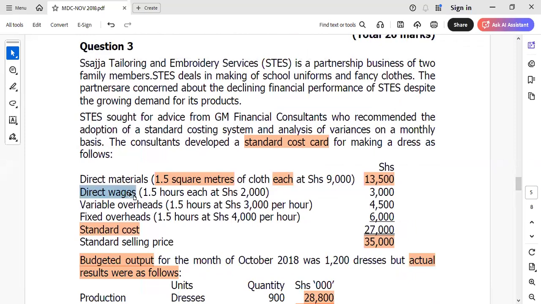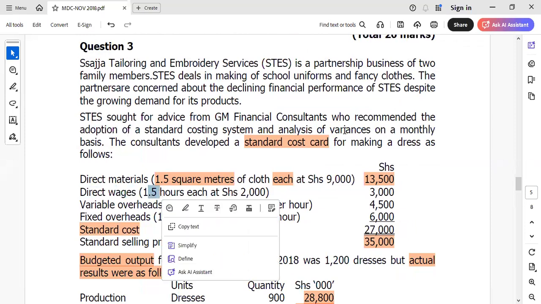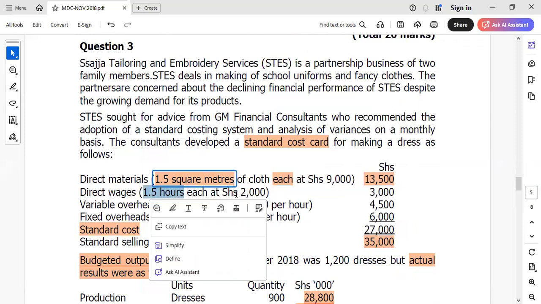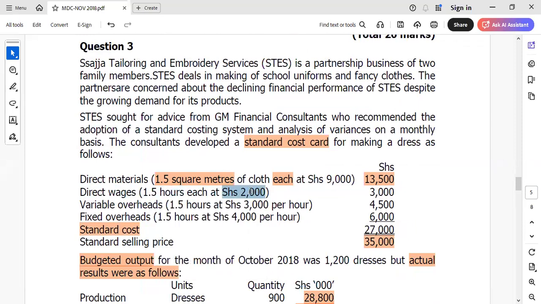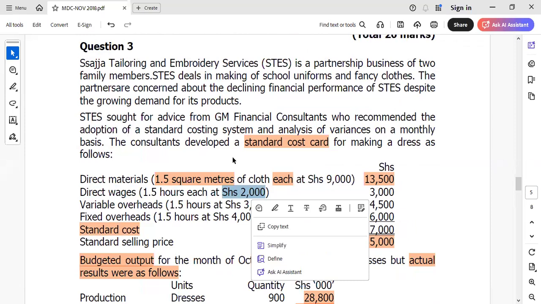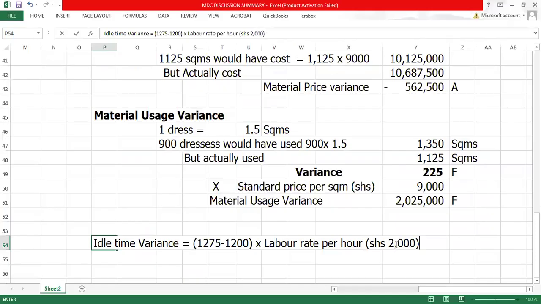This is direct wages. You're planning that to make one dress you need 1.5 hours, but per hour you are spending 2,000. So you multiply by that 2,000. I want to be sure that you are listening to me. Are you on? Okay. Yes.